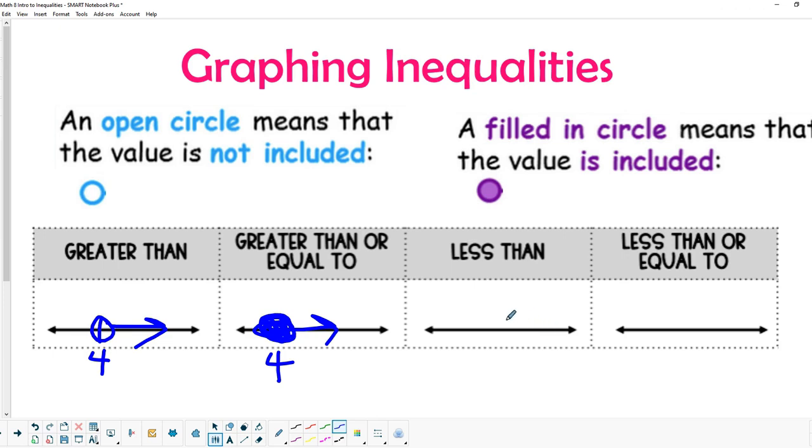Well, the same thing goes for less than. So if we're talking about less than, then we would have an open circle at whatever number we're comparing it with, with an arrow pointing to the left. Or less than or equal to, in that case we would actually color in the dot at whatever number we're comparing it to and have our arrow going to the left. So it's all a matter of whether or not we color in the dot or don't color in the dot and what direction we point the arrow.